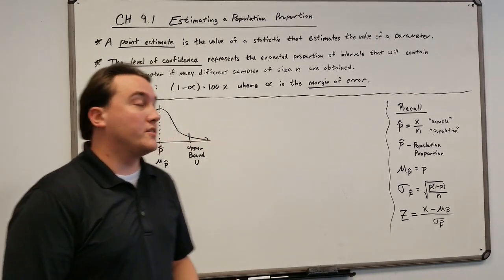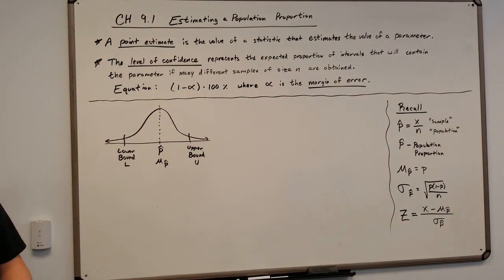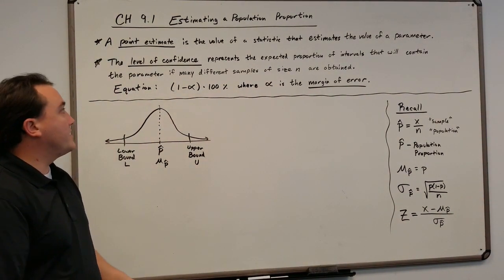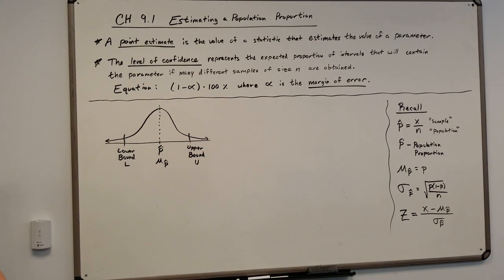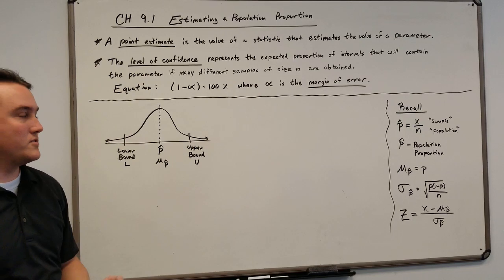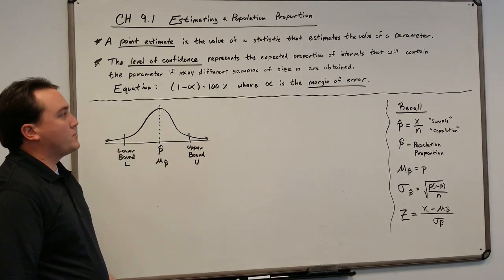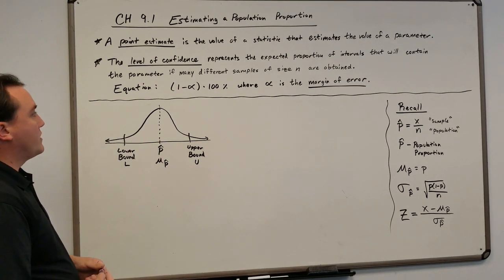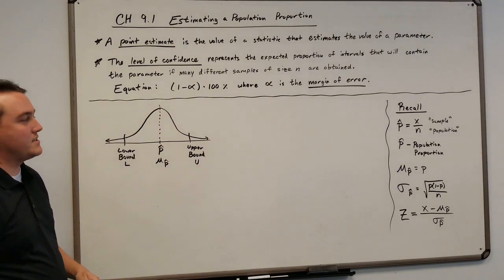Hello everyone. So today I'm going to be talking about estimating a population proportion. A point estimate is the value of a statistic that estimates the value of a parameter. The level of confidence, which is what we're more concerned about, represents the expected proportion of intervals that will contain the parameter if many different samples of size n are obtained.